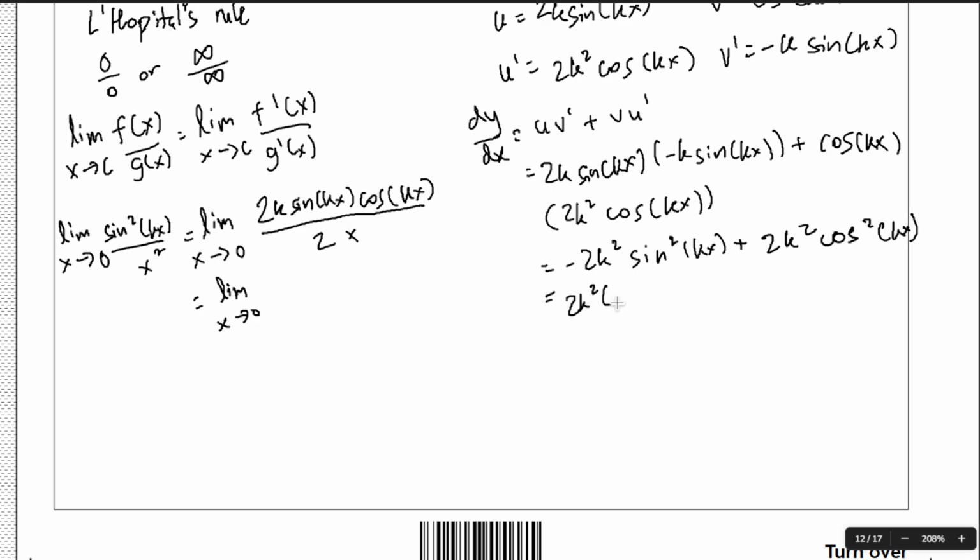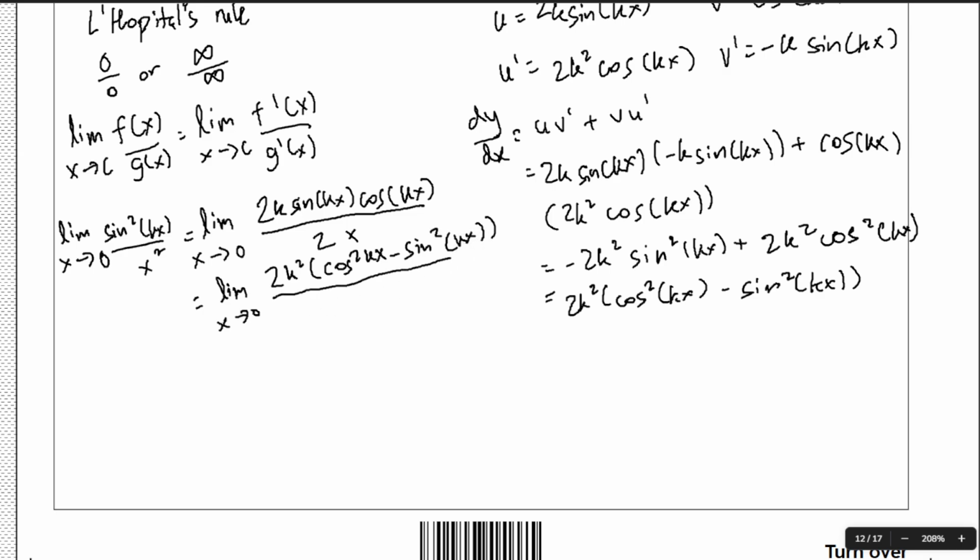And we can just factor 2k squared out, which would be 2k squared times cos squared kx minus sine squared kx. And that would be our numerator, 2k squared cos squared kx minus sine squared kx over 2, because our g' of x would just be the derivative of 2x, which would just be 2.